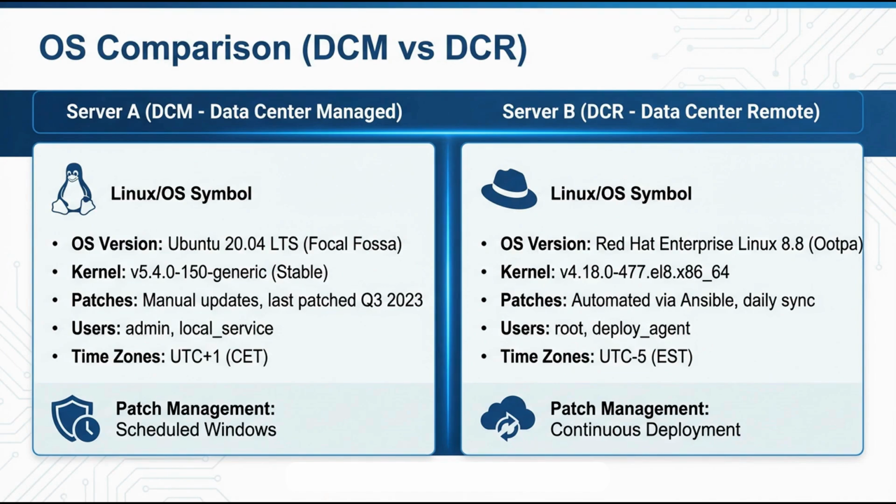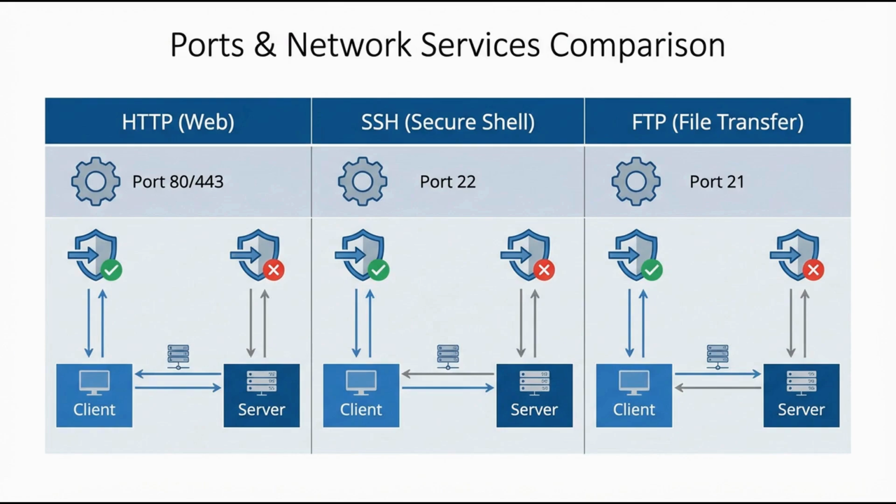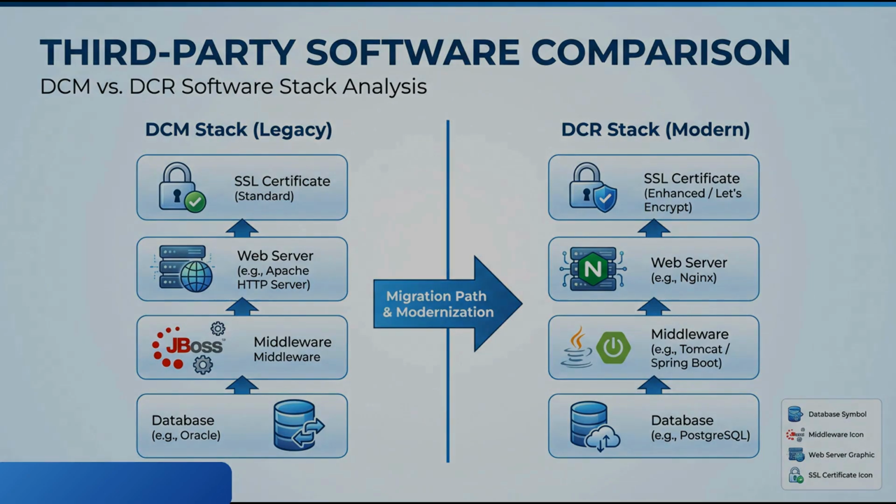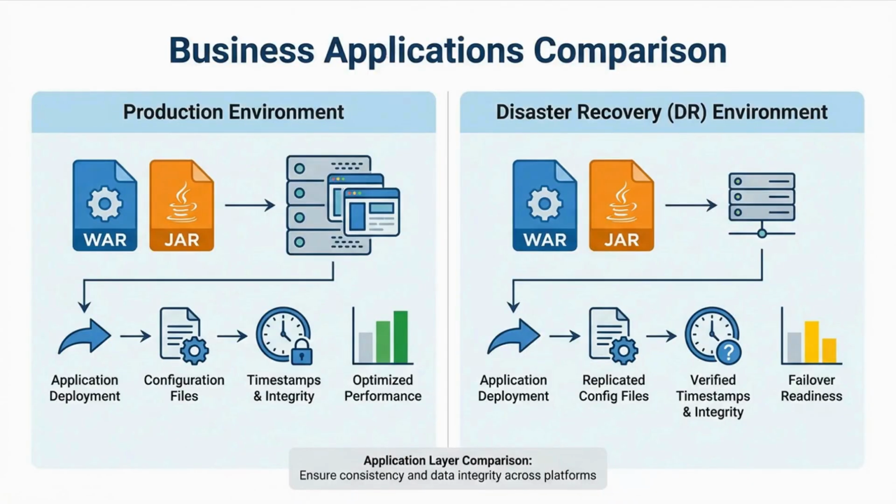Right, the deep stuff. Third, ports and network services, making sure critical services are listening on the correct ports, that the firewall rules match. Fourth, third-party software, and this one is huge. It checks things like JBoss or WebSphere versions, JVM settings, database configs. Yeah, that's where things always go wrong. And finally, the 5th layer, the business application itself, comparing the deployed code, the timestamps, config files, all of it. And it creates reports on any drift it finds. That alone drives accountability.